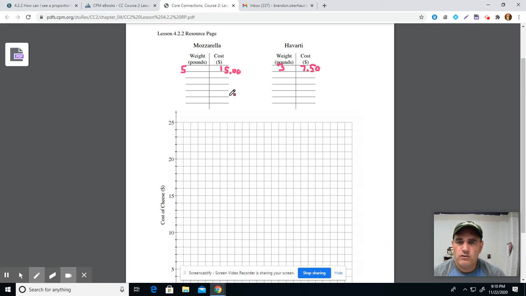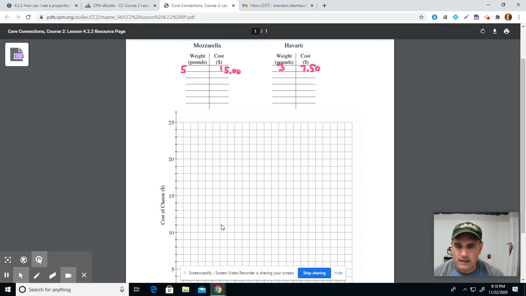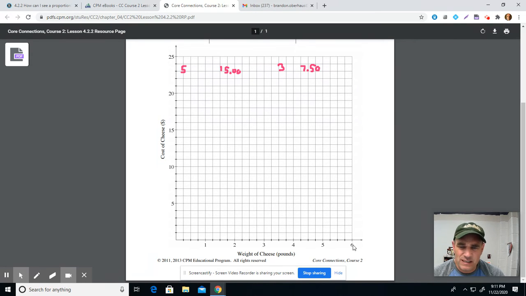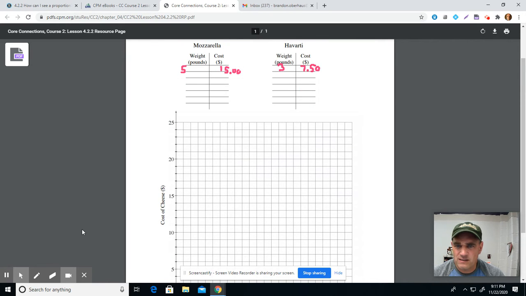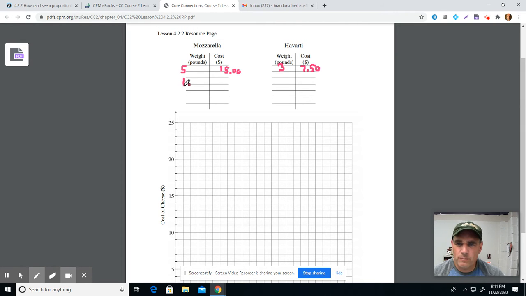All right, so here's what I'm going to do. Let's just take a look at what we got here. My axis goes up to 6 pounds, so I'm not going to do any weight that's bigger than 6. That doesn't stay where I want it to, but that's okay. I'm going to do 1 pound of cheese. So I can divide this by 5, divide that by 5. That would tell me that 1 pound is going to be $3.